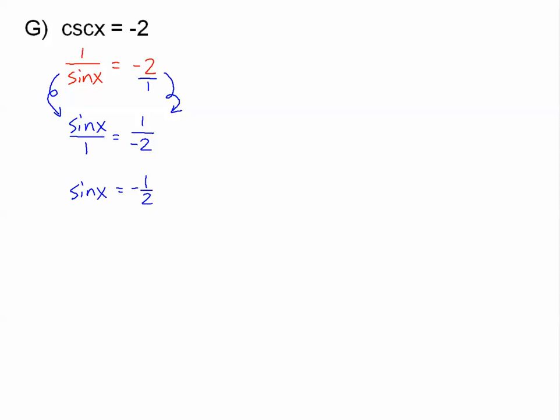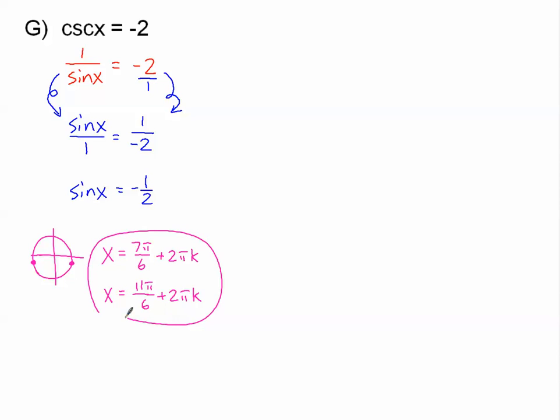And now we have it. We know that the sine is equal to -1/2. Let's draw a quick picture. Down here and here. And if we're naming all of the angles, let's start with this guy right here, which is 7 pi over 6. And let's add 2 pi k to that. And we also have, I'm going to do the unit circle value again, 11 pi over 6 plus 2 pi k. And those are our answers there.